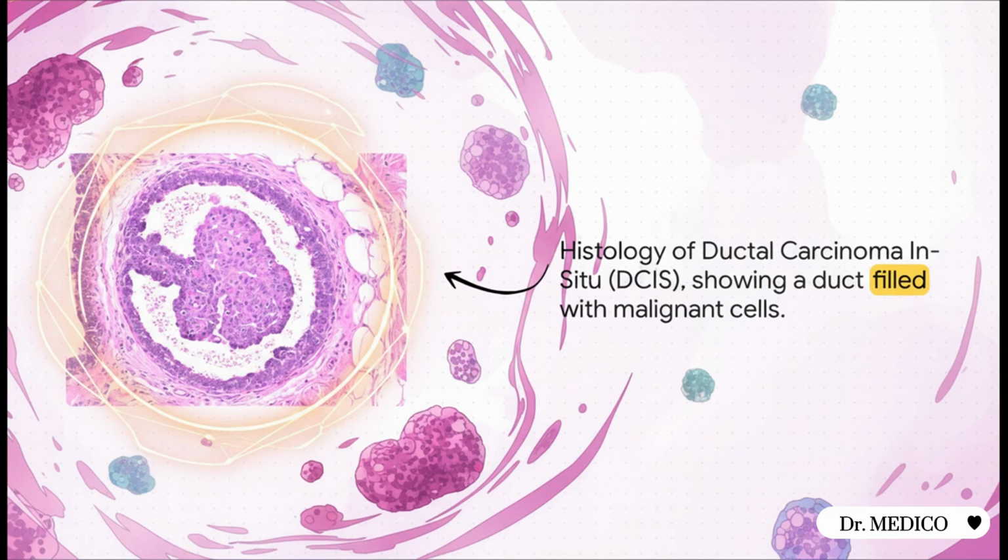Now contrast this with LCIS, which you can't see here. In LCIS, the cells actually lose their adhesion molecule, E-cadherin, so they don't really form structures. They're just kind of discohesive and loosely fill up the lobules without expanding them.